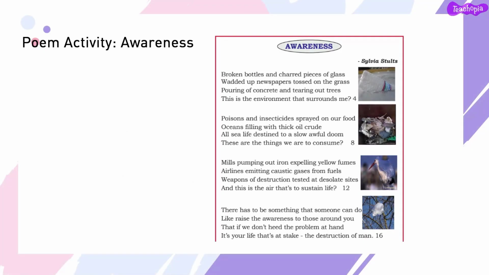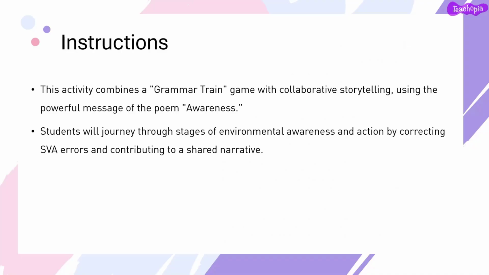Here we have taken the poem from the textbook. The poem title is Awareness. Instructions. This activity combines a grammar train game with collaboratively storytelling using the powerful message of the poem Awareness. Students will journey through stages of environmental awareness and action by correcting the subject-verb agreement errors and contributing to a shared narrative.